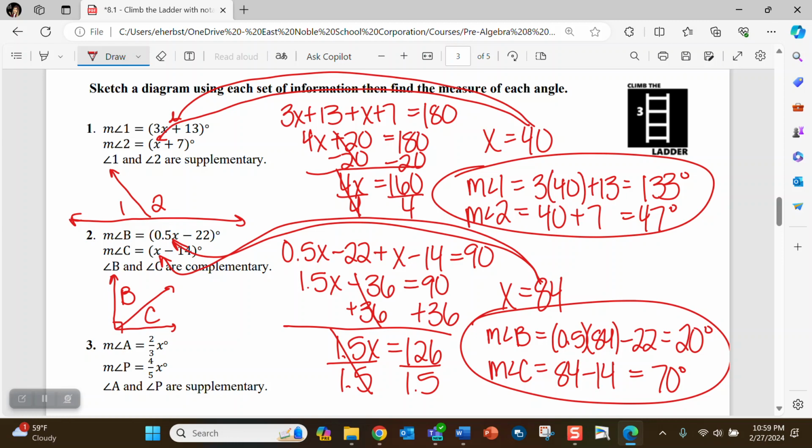Please make sure you have your name at the top of this, and this does need to be turned into the tray.